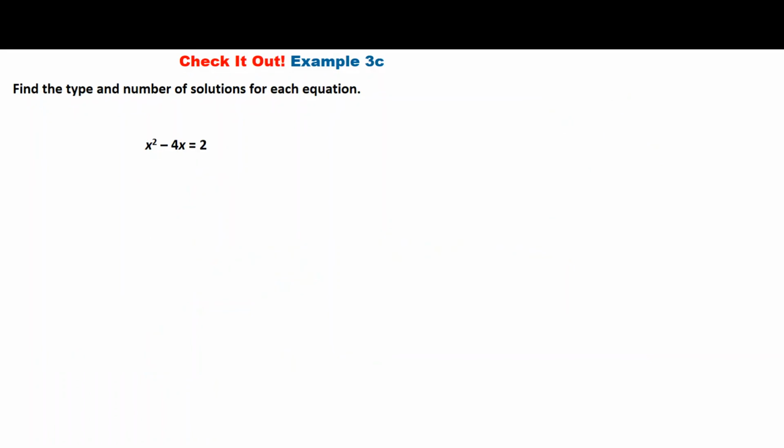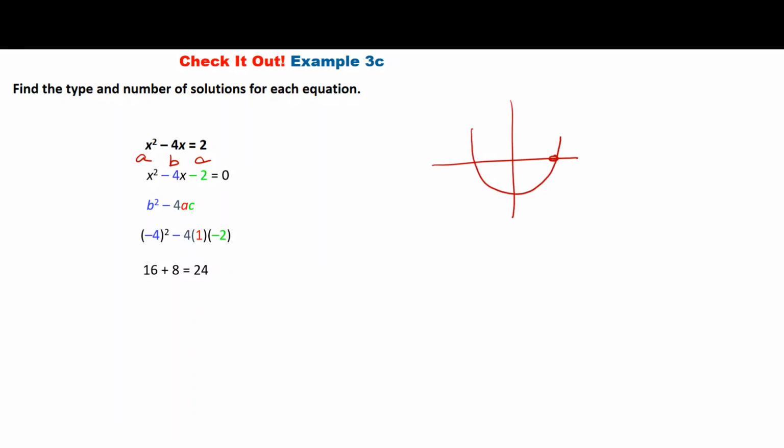One more for you to try out on your own. First of all, set it into the standard format: x squared minus 4x minus 2. Remember, this is a, this is b, this is c. Our discriminant is b squared minus 4ac. Substituting in our a, b, and c, we get 16 plus 8, which is positive 24. So that tells us our parabola is going to cross in two distinct places. Because it's larger than 0, the equation has two distinct real solutions. We're not having to deal with any imaginary numbers.